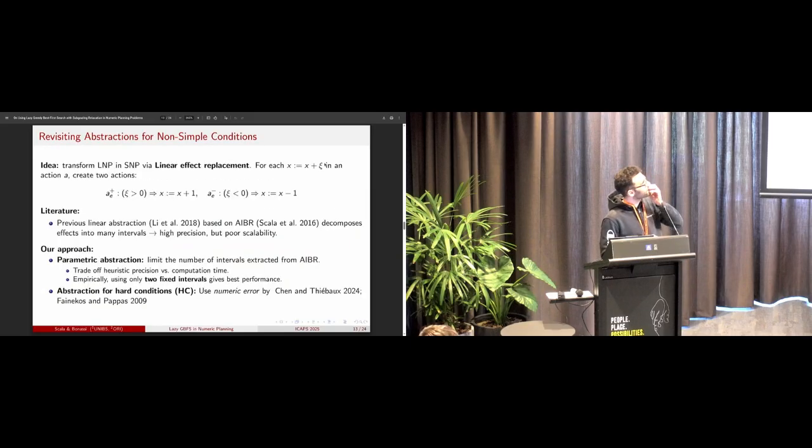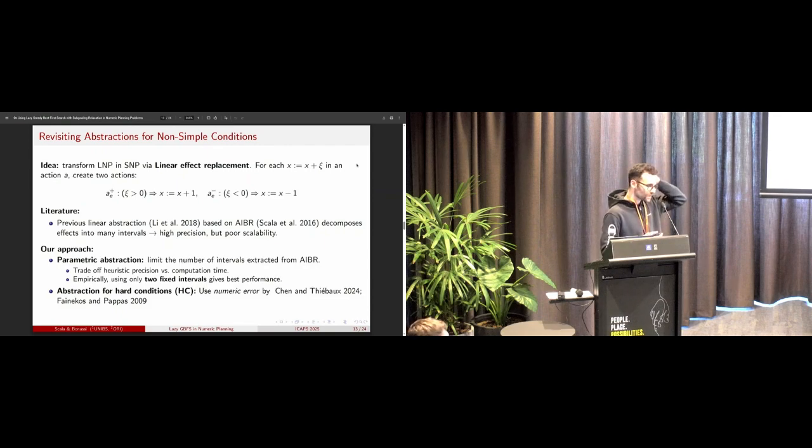So, for the first ingredient, we revisited linear abstraction for non-simple conditions. The idea is that we have heuristics that don't work for linear numeric planning, so we transform linear numeric problems into simple numeric planning problems. The idea of this transformation is as follows. Let's say that you have this effect, okay? So x changes according to some kind of expression. If this expression in a state has a positive value, then this effect is increasing the variable. On the other hand, if the expression is negative, then you are decreasing the value.